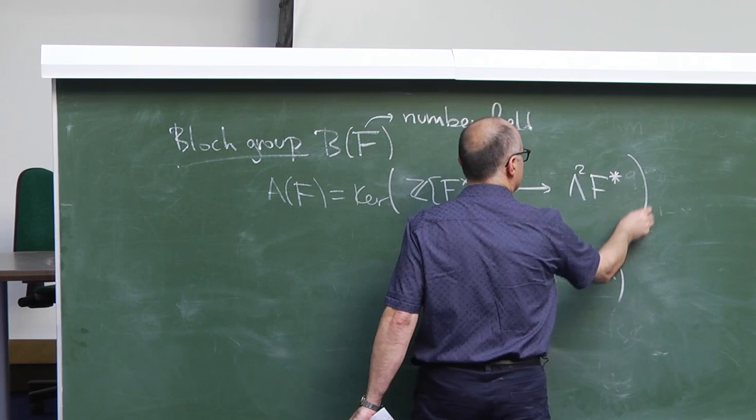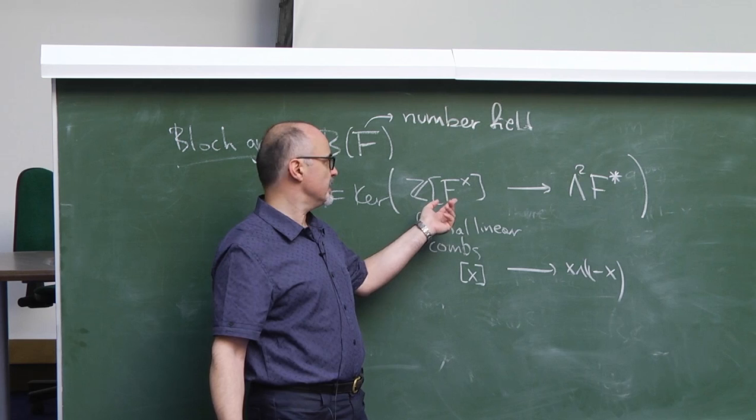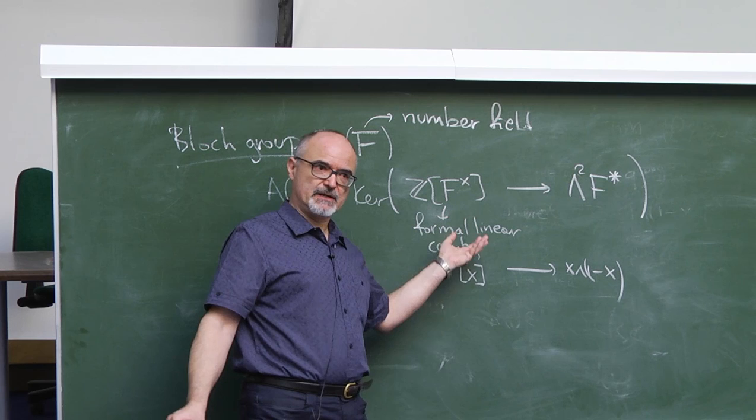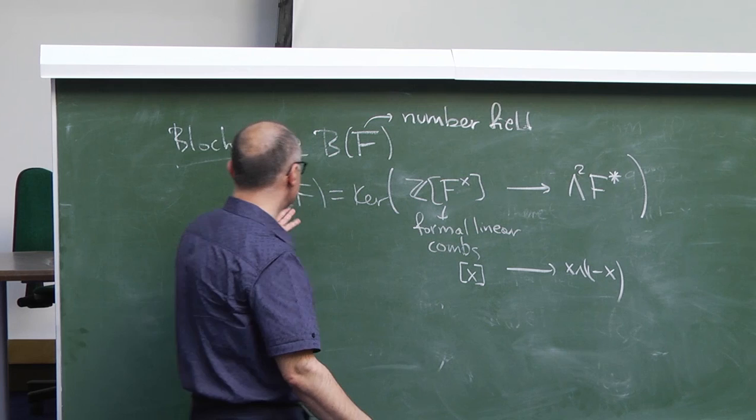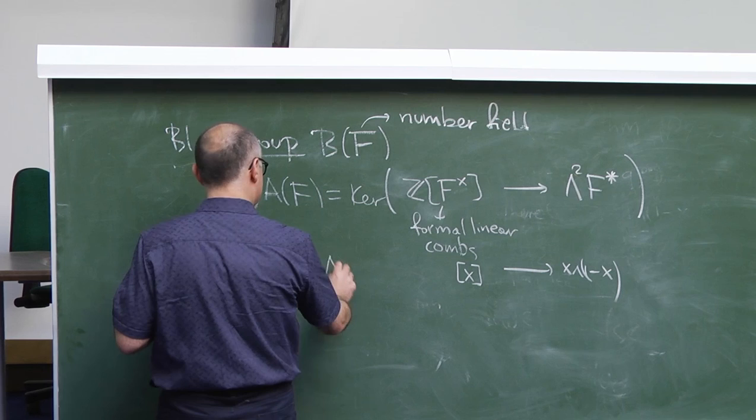So this is a not finitely generated abelian group. It's a free abelian group with one generator for every non-zero element of the number field. If the number field is the rational numbers, then for every non-zero rational number, we get one generator. There are some relations. It has a kernel, and there are some special elements in the kernel, and those special elements have a name. They're called the five-term relation.